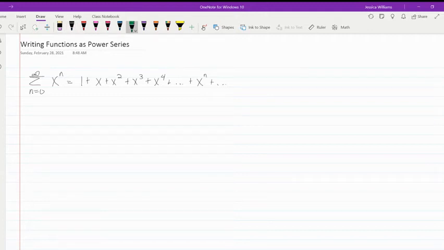Hey kiddos, today we're going to take functions and write them as power series, and it's kind of the coolest thing that we do with power series. It's kind of the whole point of power series. So let's get started. This is your most basic, most generic power series.